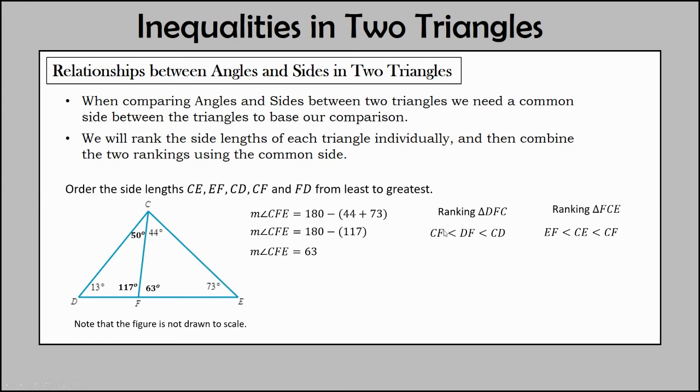Well, notice in the first triangle, CF is the smallest. And in the other triangle, CF is the biggest. Okay, so if I just join this together, if CF is bigger than these two and CF is smaller than these two, then we know that these are the smallest sides over here. So EF, CE, CF, DF, CD is the correct order. And I'm using the fact that CF is the biggest here and the smallest there to put these two together.